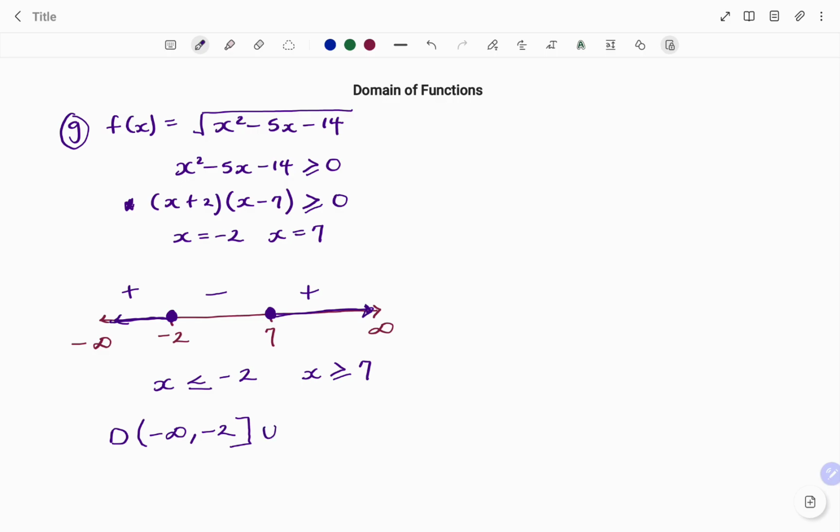The union of, I'm also including positive 7, so that will be another square bracket, that will say 7 is included, to infinity, close bracket.